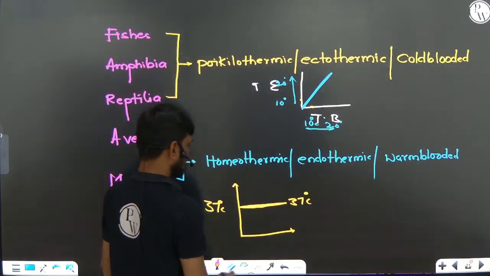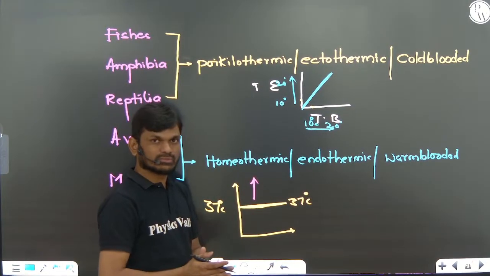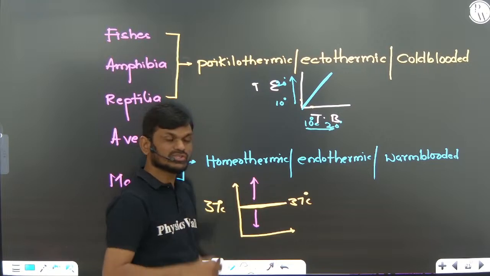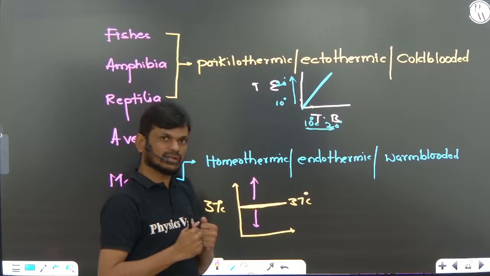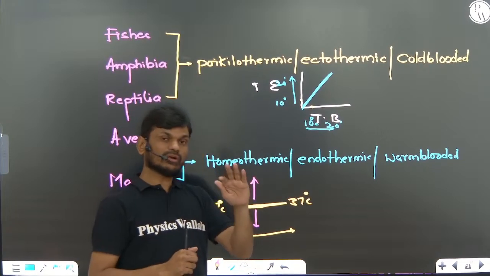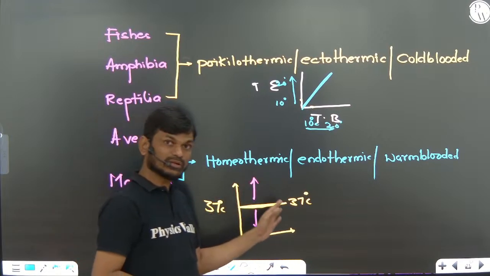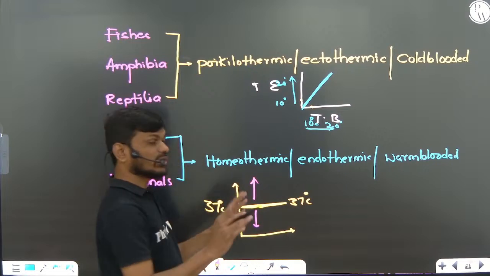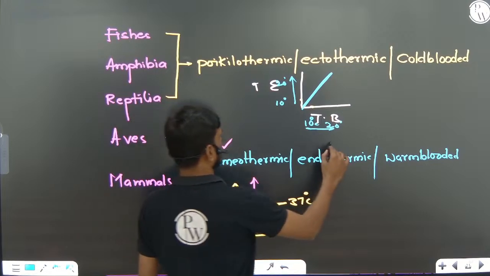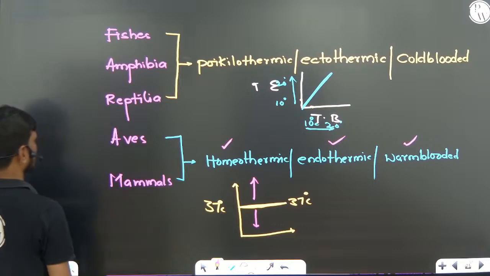If the temperature is more than this, we produce sweat to cool down the body. If the temperature is less than 37, we shiver. By shivering, we can generate heat. So we maintain constant internal body temperature. The animals that maintain constant internal temperature without any change according to the surroundings, we call them homeothermic, endothermic, warm-blooded animals, right?